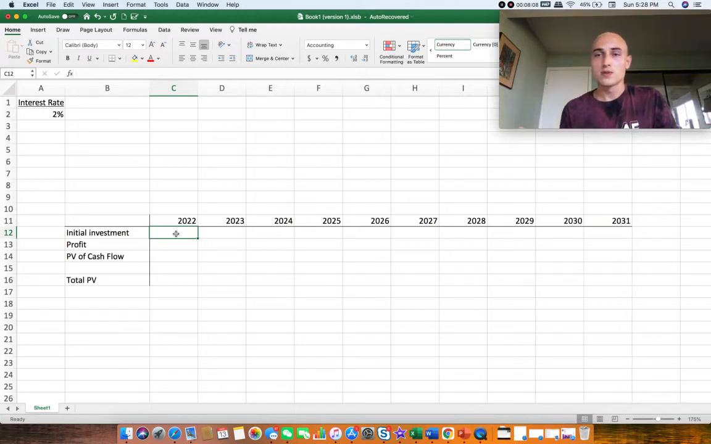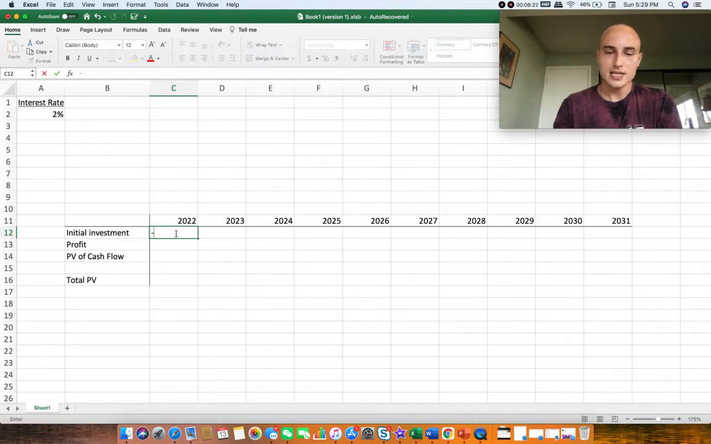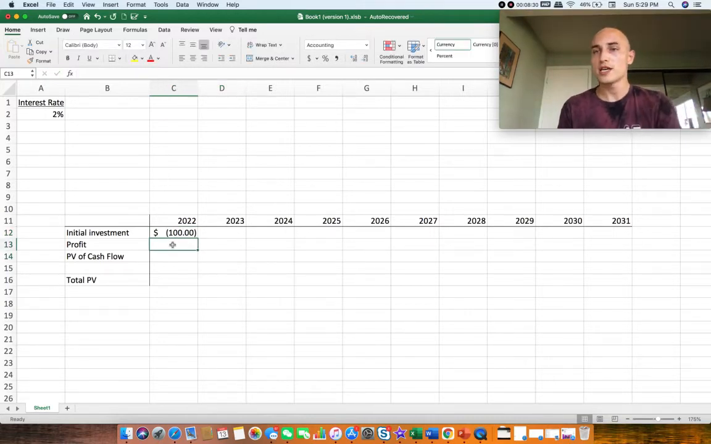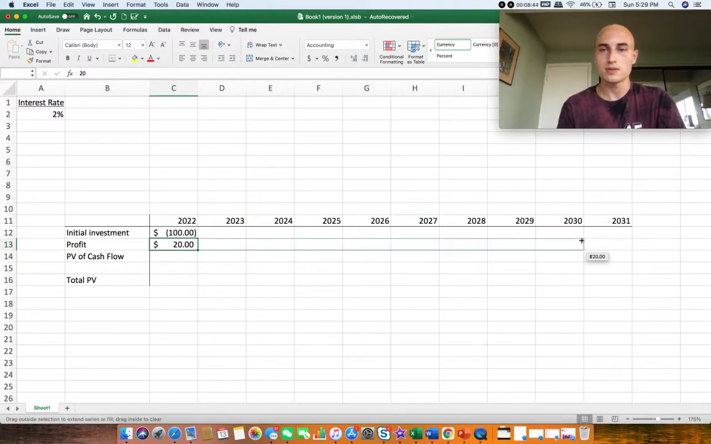So let's walk through a couple different scenarios, right? So let's say that it costs you $100 to open your lemonade stand, right? Buy lemons, do your advertising and buy your stand, right? So you've got a negative cash outflow in 2022 of $100, right? Let's also assume that you're going to make $20 per year for all 10 years as profit, right? So let's do $20. And then let's drag this formula bar out for all 10 years, right?